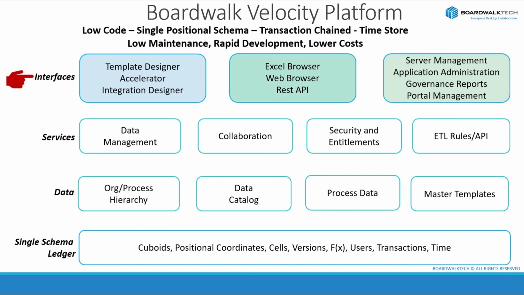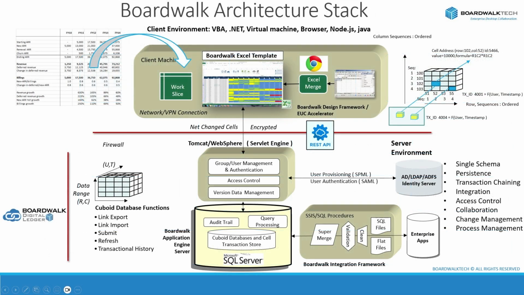For the Excel interface, the platform has a template designer and an integration designer. A utility to quickly onboard an Excel application, called the Accelerator, is also provided. For managing the onboarding process, complementing the Accelerator are workbooks that help with server management, application administration, portal management, and governance reports. The Boardwalk platform is deployed using a 3-tier architecture, with the SQL Server serving as the database, Tomcat Server as the middle layer, and Excel as the primary client.